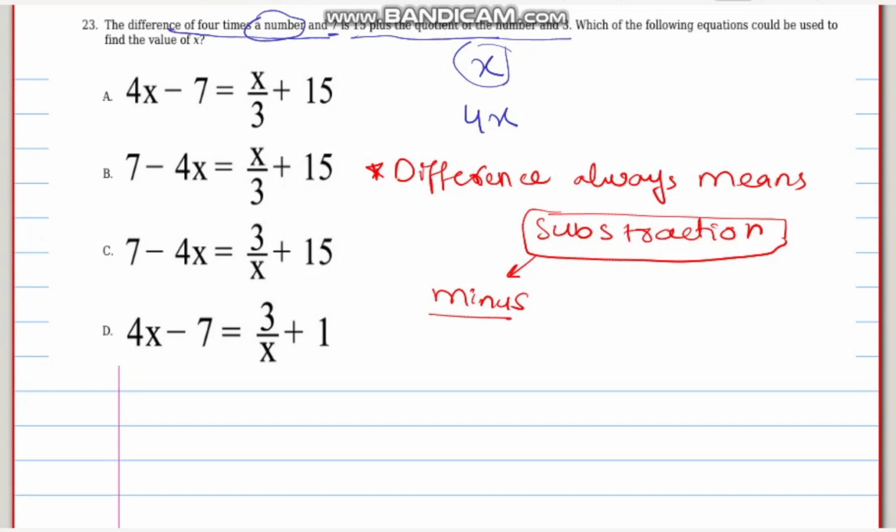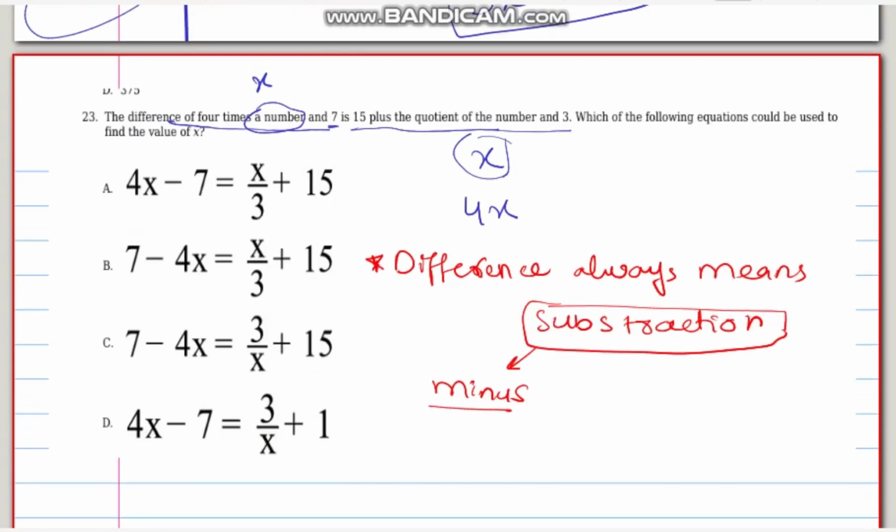Now what is written here? The statement is written there: the difference of 4 times a number and 7. Basically, it's a very important thing. The difference of 4 times a number: this is the number, this is 4 times the number, and we will put the minus sign here, and 7. Please note the point, it's a very important thing.